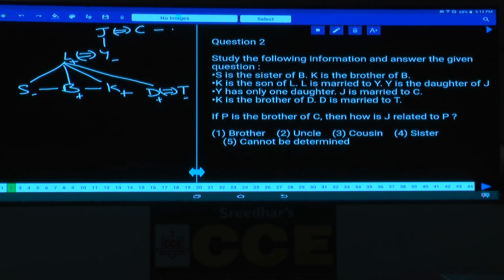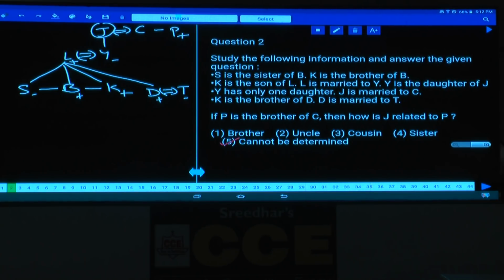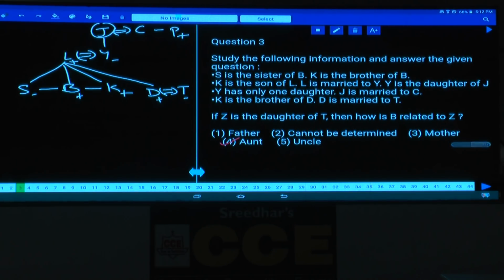Then question number 2, if P is the brother of C, P is a male, then how is J related to P? Now the gender of this J is not known. If this J is a male, then brother-in-law, or if this J is a female, sister-in-law is the answer. As the gender of this J is not given, cannot be determined, choice 5.